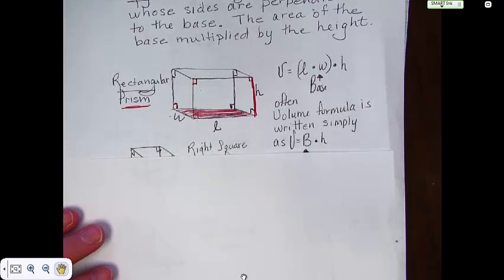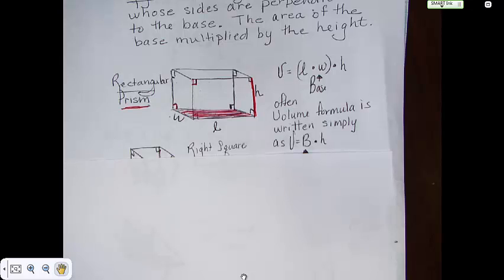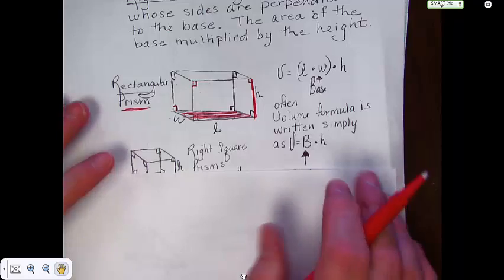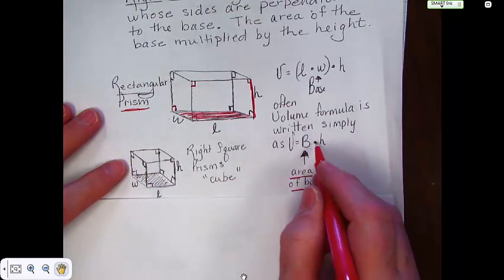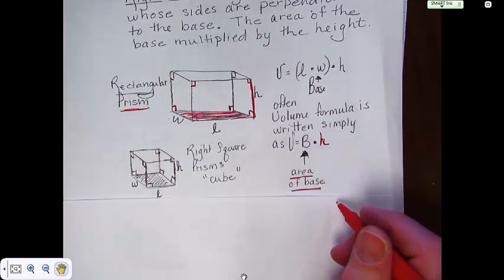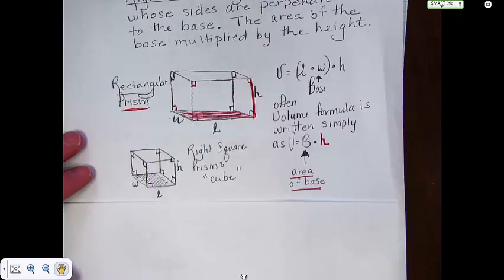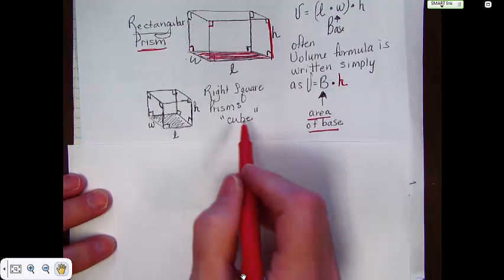Often the formula for right solids is written simply as big B times H, where big B is the area of the base, and you multiply that times whatever the height of that particular solid is, and then that will give you the volume. Here's another solid that's a right solid, and this happens to be a cube.